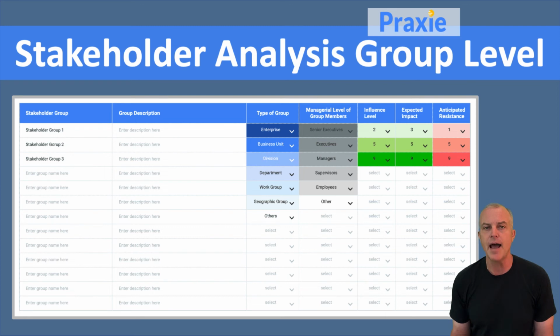And then the final area of focus that you can score essentially is the anticipated resistance of the group to the change. So when you look at all of that together, especially influence level, expected impact, and anticipated resistance, you get a sense of where and how you might need to intervene, and you can build your change program around that. So that's really what the stakeholder analysis at the group level is all about.